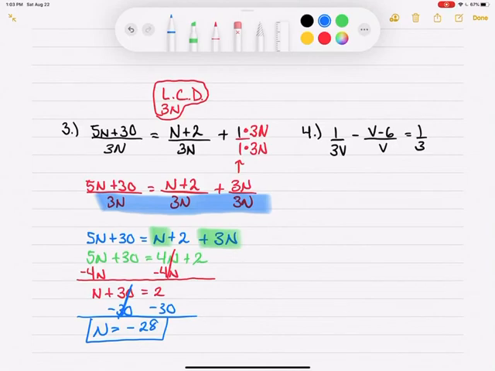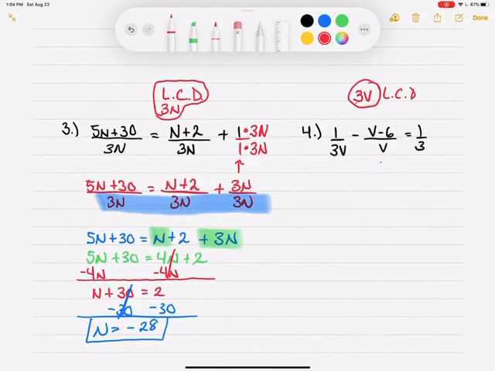In example 4, my denominators are 3, v, and 3. So my lowest common denominator is going to be what I can divide the other two by. I can divide 3v by v. I can also divide 3v by 3. So this isn't going to work and that isn't going to work, but that will. You need a denominator that has all of your pieces put together. So that's going to be 3v.